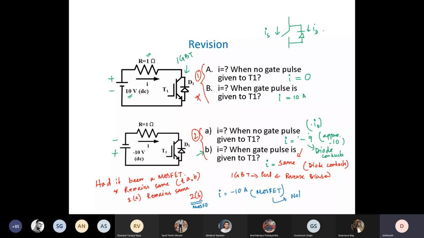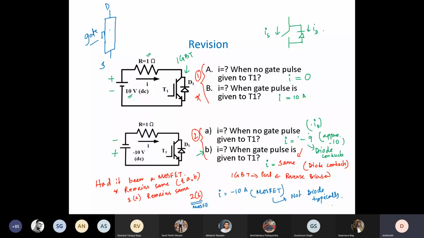Those who did not understand this, you have to realize this. There is a difference between MOSFET structure and IGBT structure. So when we give a gate pulse in a MOSFET, this could be your source and this could be the drain. As soon as I give a gate pulse, the channel will form.